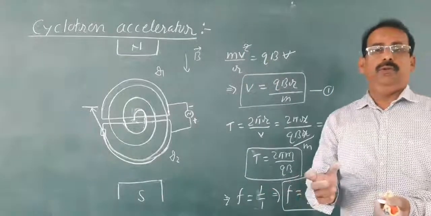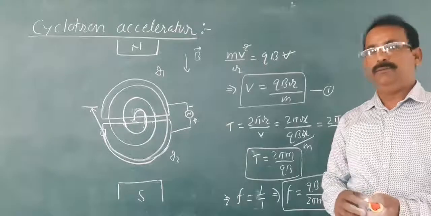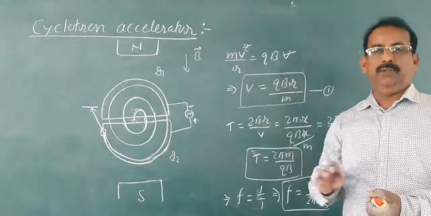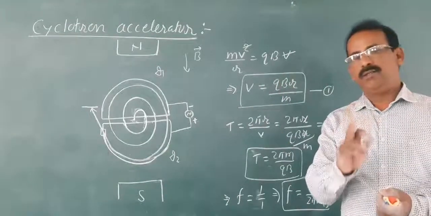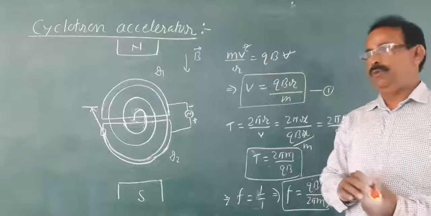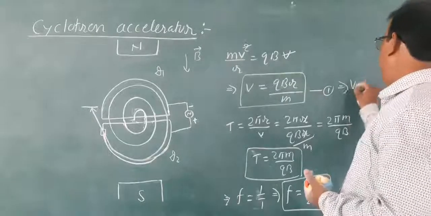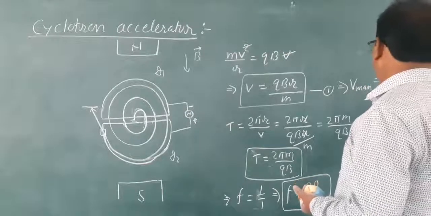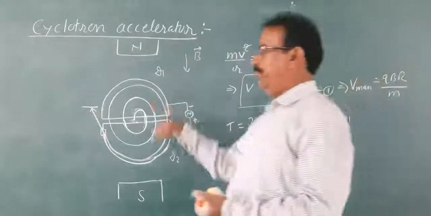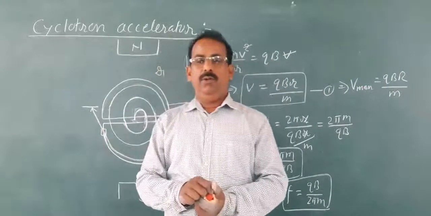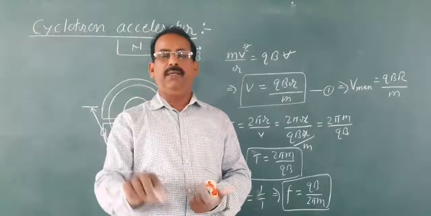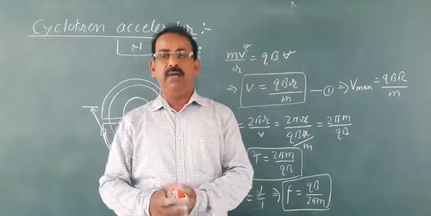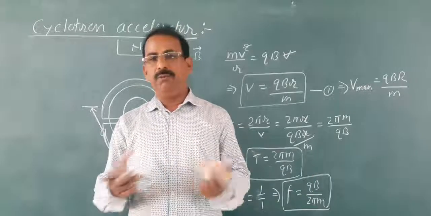Now, what is the maximum kinetic energy? This is the velocity of that charged particle when it revolves in a circular path of radius r. From this equation we get maximum velocity q b R upon m, where capital R is the radius of this D. When charged particle revolves in a radius equal to that of D, of course, the velocity of that charged particle will be maximum and the energy gained by the charged particle is also maximum.